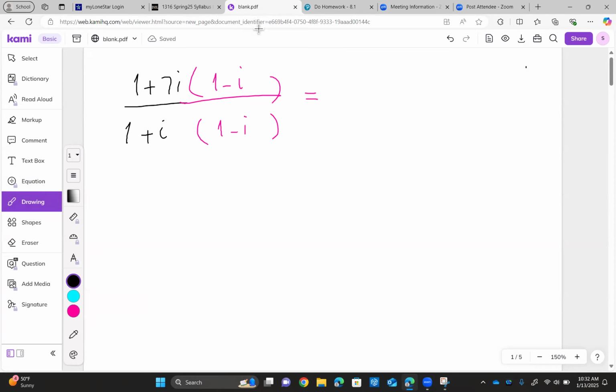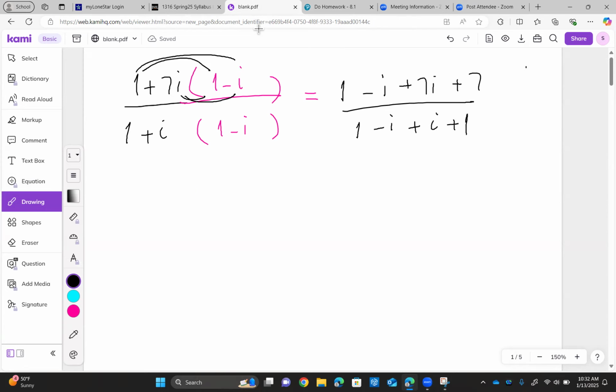So 1 times 1 is 1. 1 times negative i is negative i. 7i times 1 is just 7i. And then 7i times negative i is negative 7i squared, which will just give me positive 7. Do the same thing here. 1 times 1 is 1. 1 times negative i is negative i. Well, i times 1 is positive i. i times negative i is negative i squared, which will be just a positive 1.